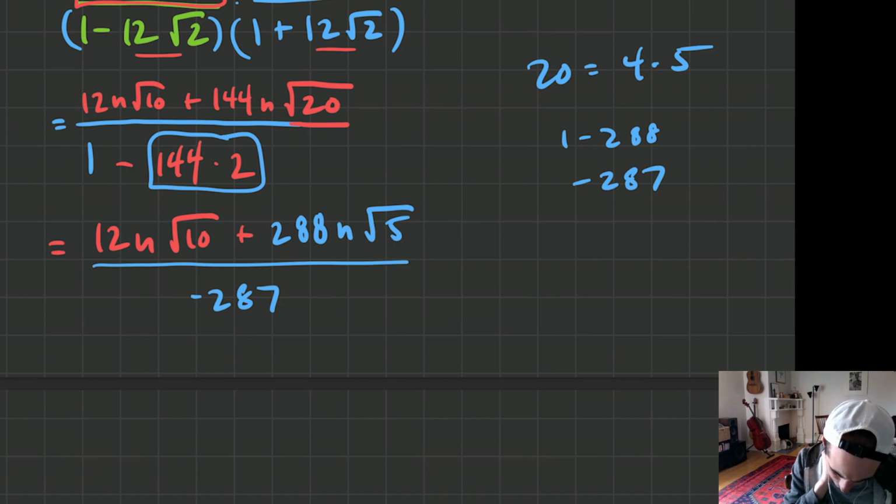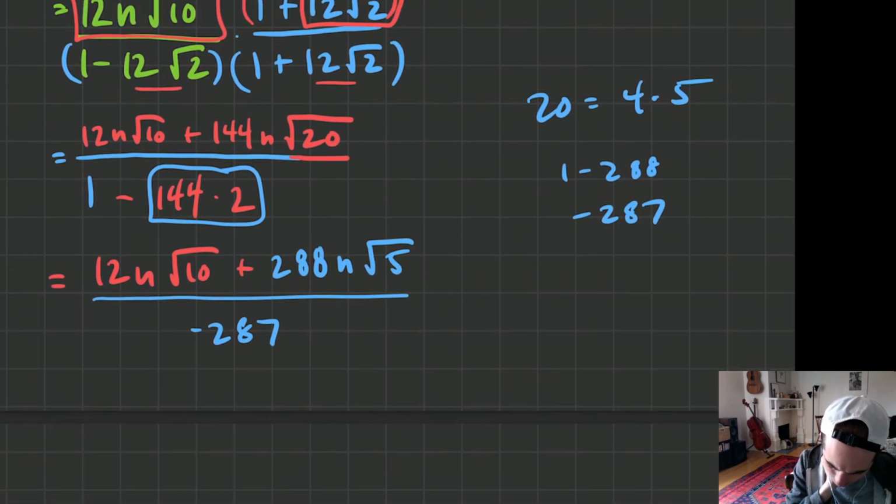Let's see here. I'm just thinking of any common factors. I don't see any common factors here. The only prime factors of 12 are 2 and 3. 2 is certainly not a factor of 287, and 3 isn't a factor of 287 either. So as far as I'm concerned, this is simplified.